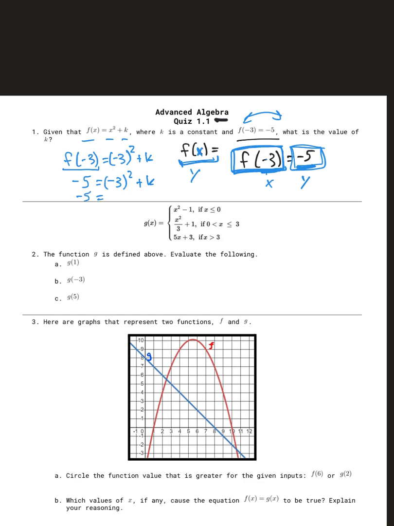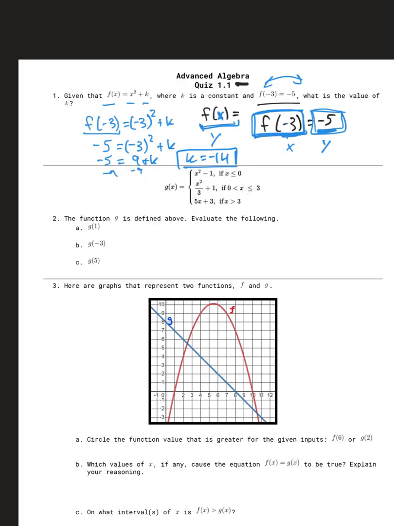We get negative 5 equals 9 plus k. Subtract 9. K equals negative 14. Okay, there is number 1. Okay, number 2 is piecewise function.